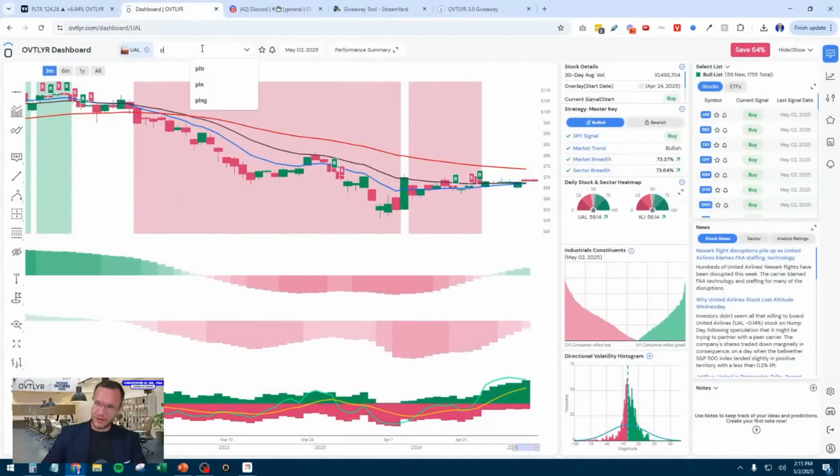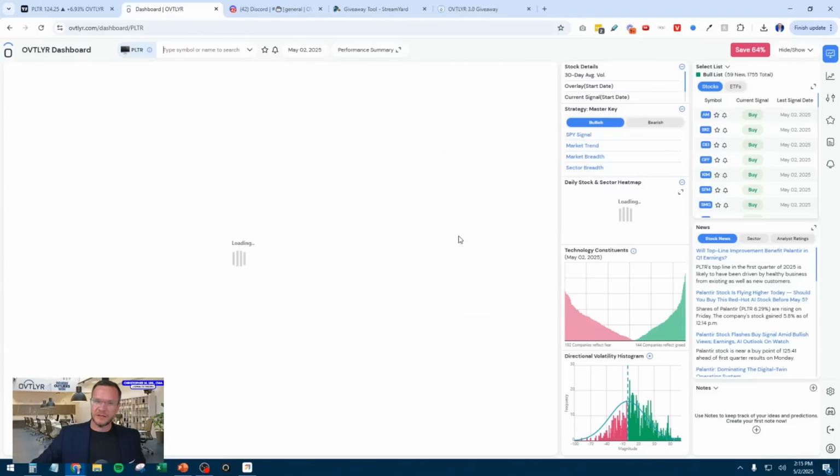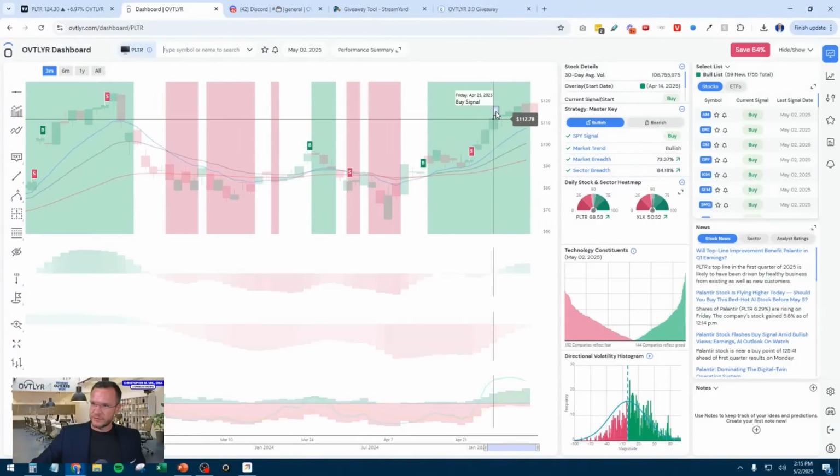Keeps Palantir on my mind. I know she's never heard that. I said Georgia. We got a buy signal.